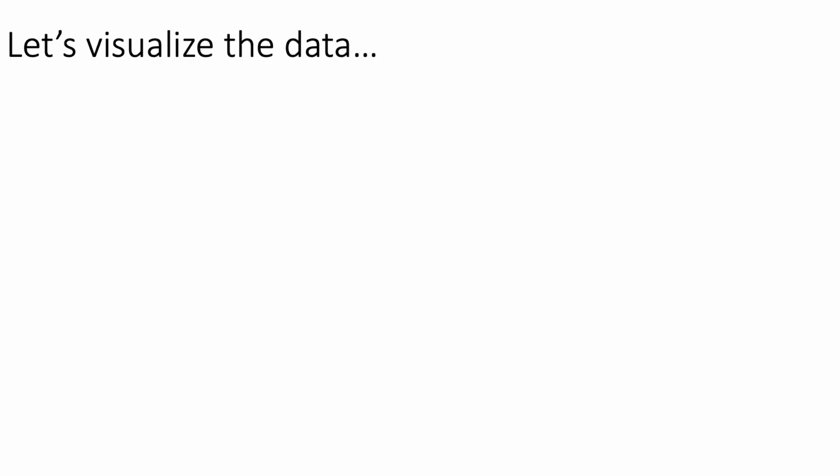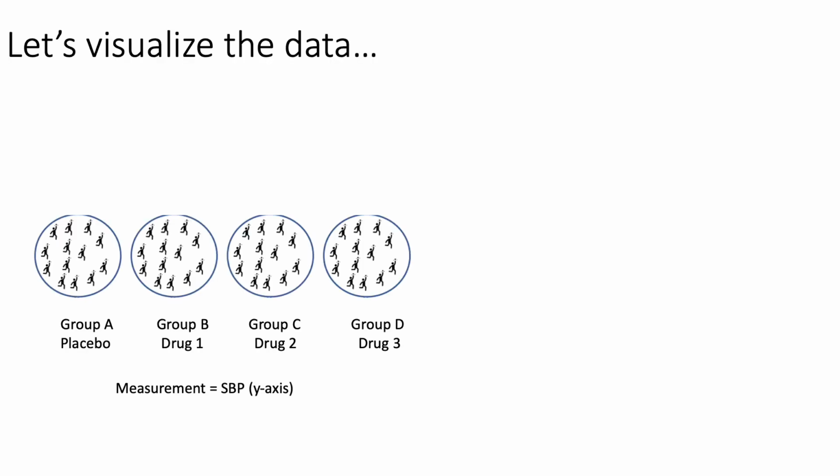Let's first visualize the data. So I have four groups A, B, C, and D. Group A was given a placebo drug to lower their blood pressure. Group B was given the first drug. Group C was given the second drug. Group D was given the third drug. And for every person in those four groups, we are measuring their systolic blood pressure.